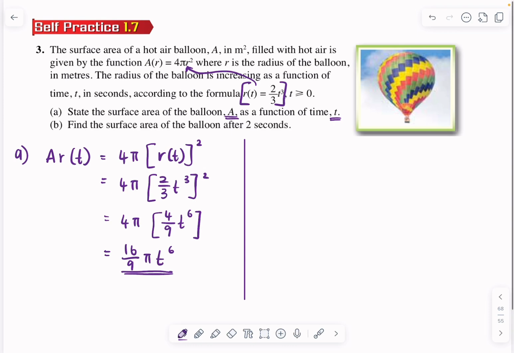Okay, next. B. Find the surface area of the balloon after 2 seconds. So now we have the area in terms of t. So we just sub the t with 2, and we'll be able to find the area. So we are finding A(2), the area at 2 seconds. So 16 over 9 pi times 2 to the power 6.